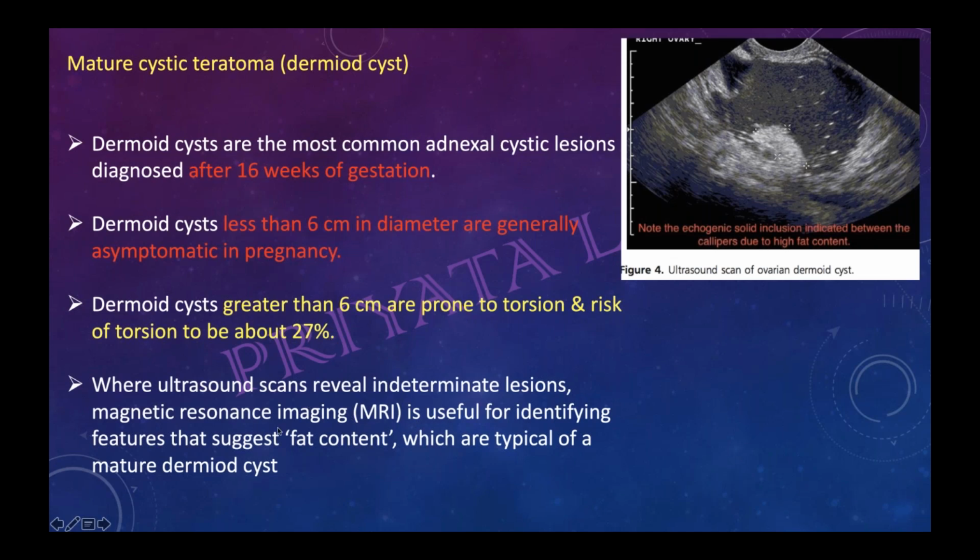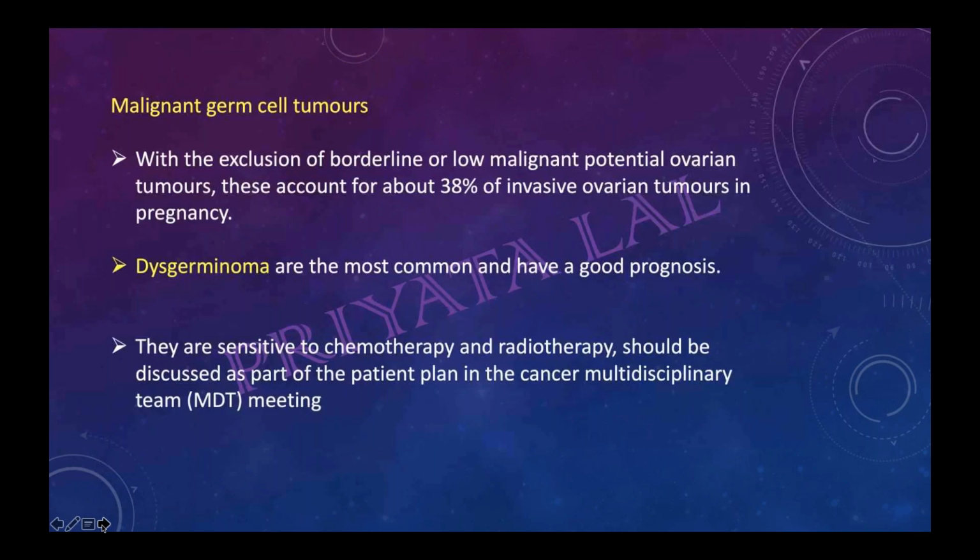USG can be done. Usually the fat ball can be seen, or this fat content can be seen in the MRI also. This is typical of a mature dermoid or mature cystic teratoma. After complex cyst, again there will be malignancy.